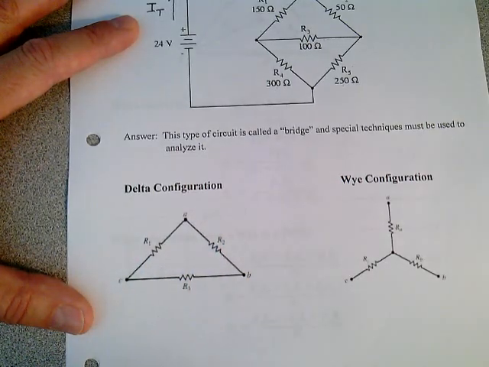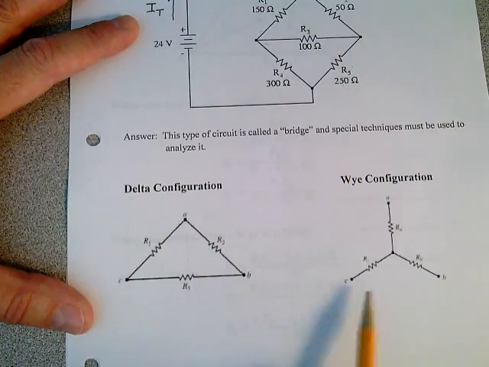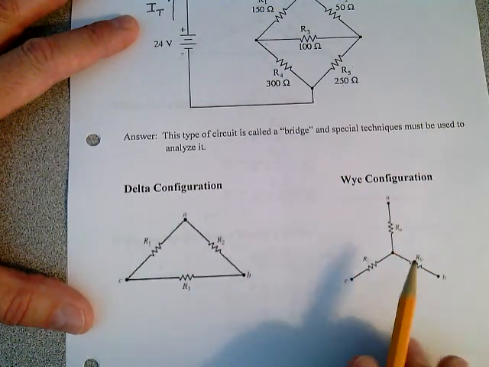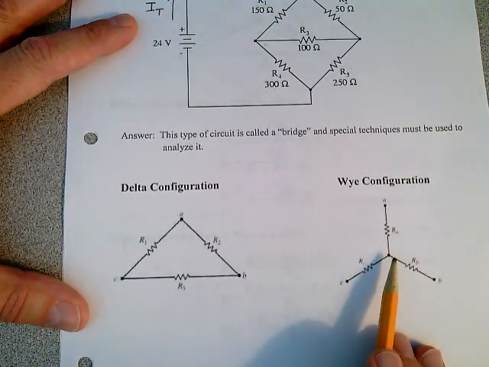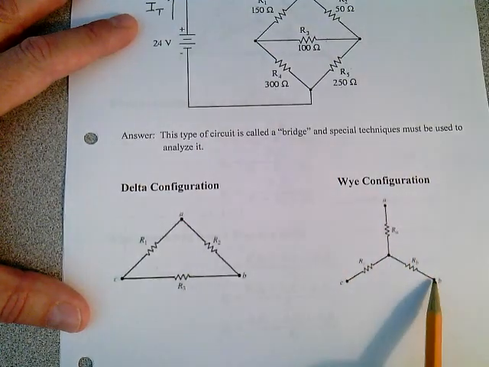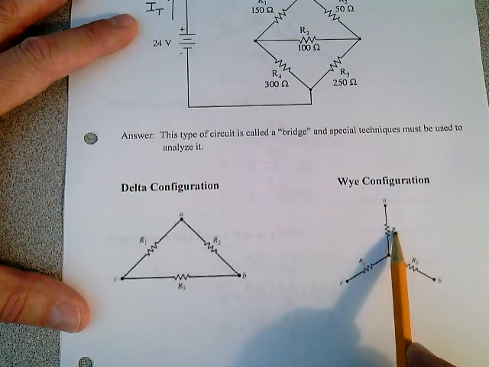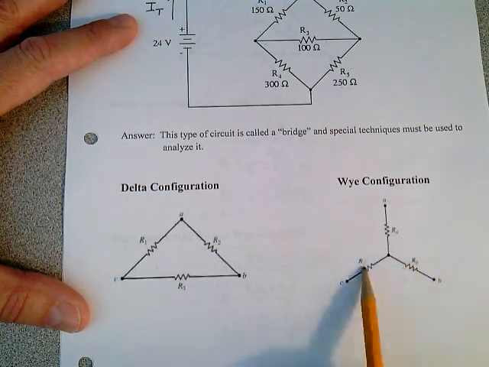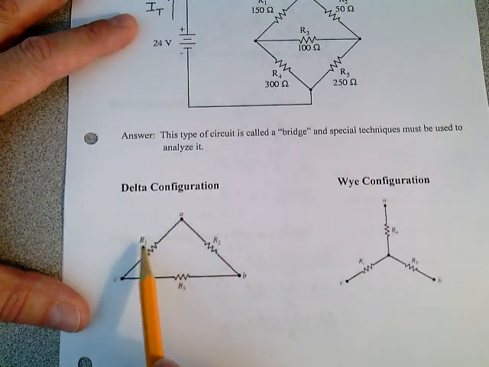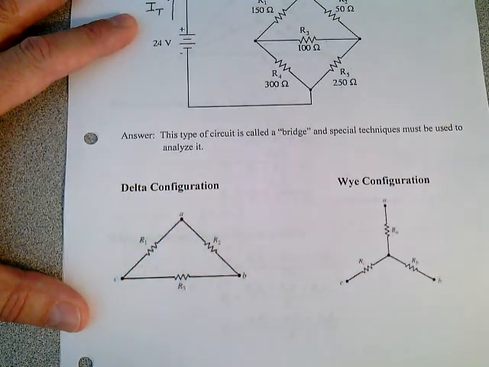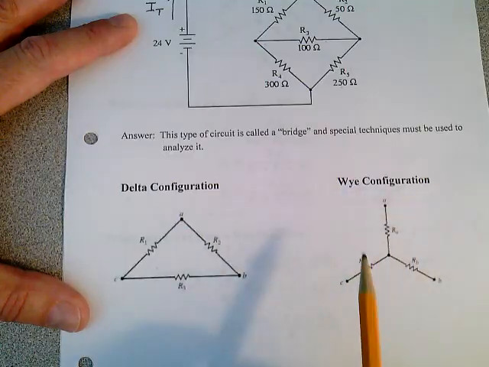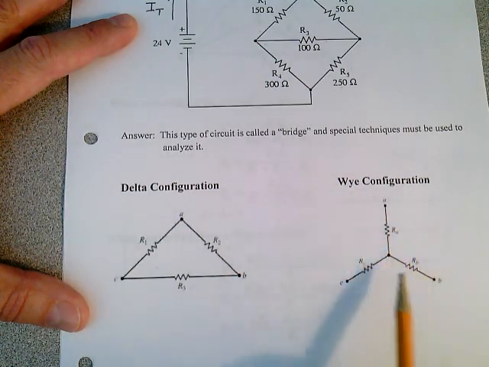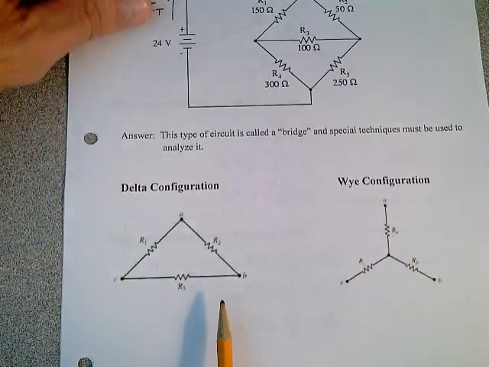R1, R2, and R3. And a Y configuration. It's an upside down Y, but nevertheless, they refer to this as a Y configuration. There's your A, there's your B, there's your C, and this is RA, RB, and RC. The delta configurations use the 1, 2, 3 convention, and for the Y configurations, we're going to use the small a, the small b, and the small c.